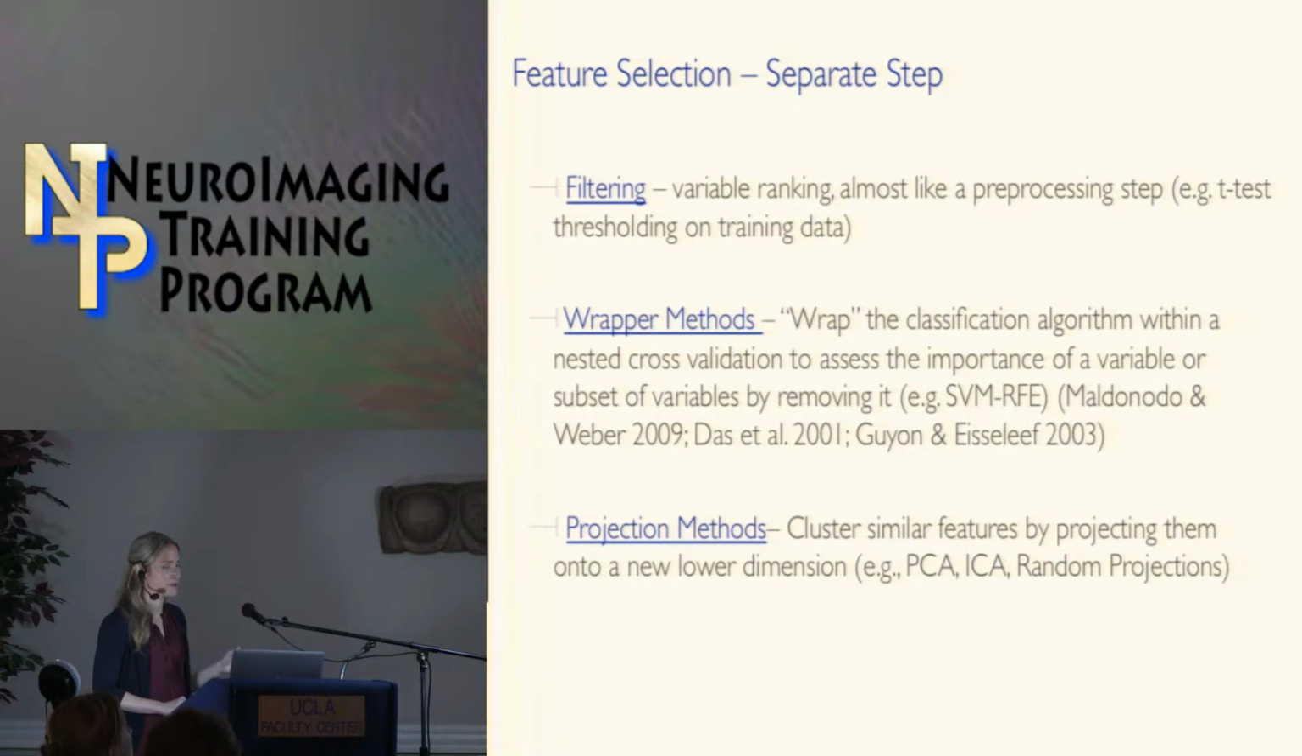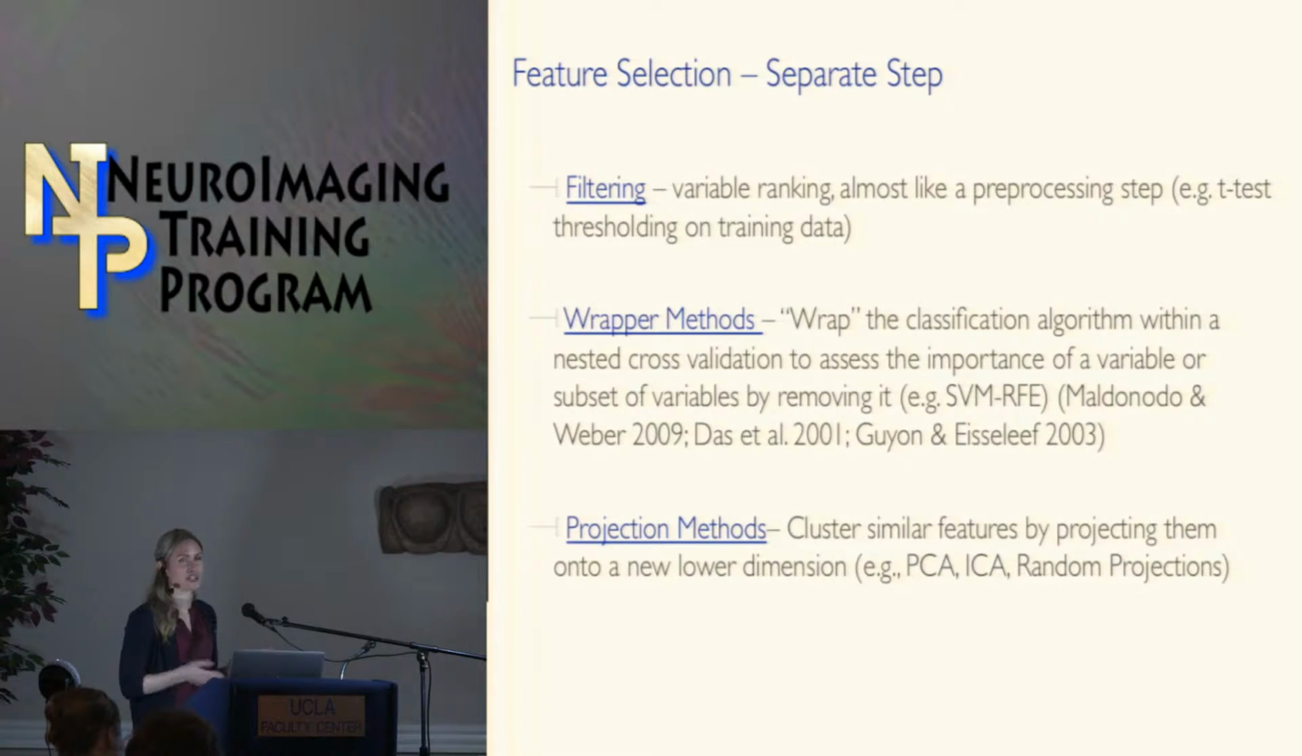You can also use wrapper methods. An example of this is support vector machine recursive feature elimination. In this case, what you do is you wrap the classification algorithm within a nested cross-validation, which I'll talk about. And you try and remove, sometimes one at a time, sometimes you randomly select groups, and you see what happens if you remove those. Does the error increase or decrease if you remove groups of features?